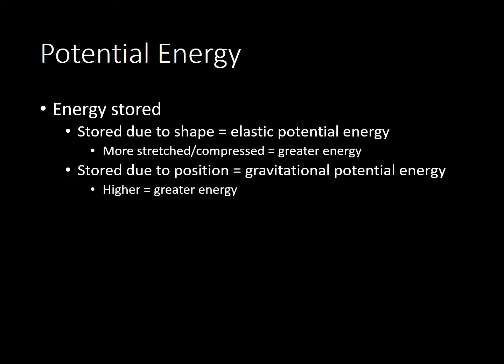So the more stretched or compressed, the greater the energy is. The energy stored due to position is called gravitational potential energy, and the higher that the object is, the more gravitational potential energy that it has. The variable is PE, or PE with a subscripted E for elastic, PE with a subscripted G for gravitational. Again, you might sometimes also see a capital E with a subscripted G for gravitational potential energy, or a capital E with a subscripted E for elastic potential energy. But again, we're going to stick with what you're going to see on your reference table, which is capital P, capital E with a subscripted G for gravity, acceleration due to gravity.